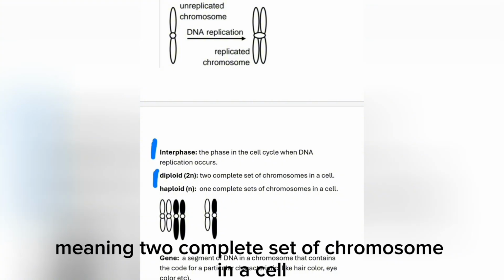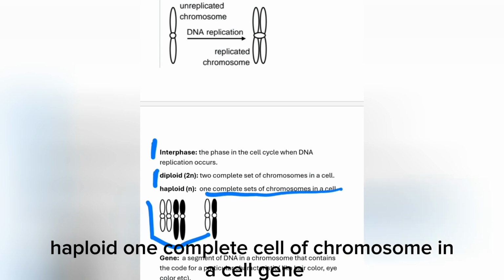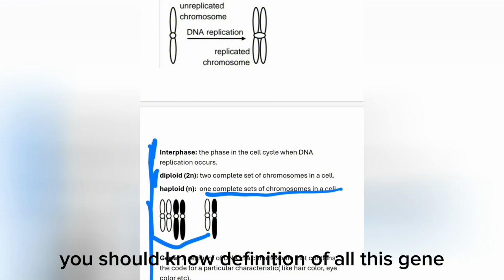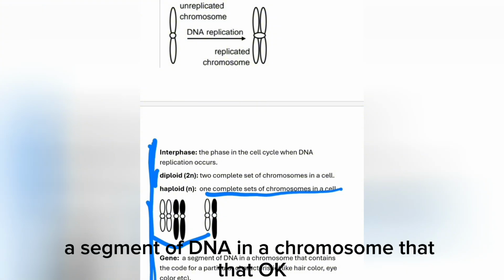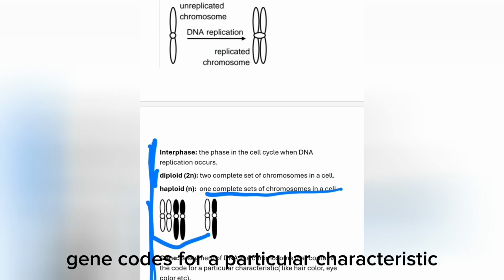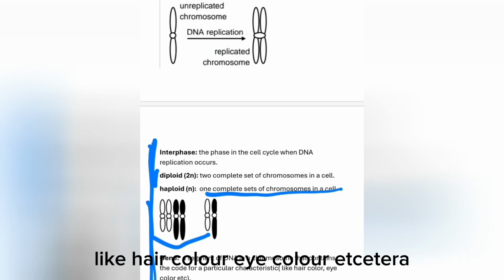Diploid, meaning two complete sets of chromosomes in a cell. Haploid, one complete set of chromosomes in a cell. Gene. So you should know the definition of all this. Gene: a segment of DNA in a chromosome that codes for a particular characteristic like hair color, eye color, etc.